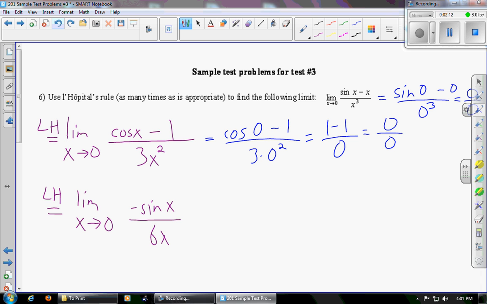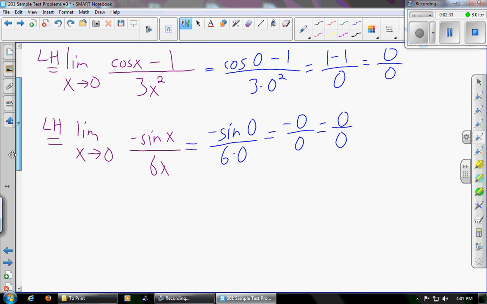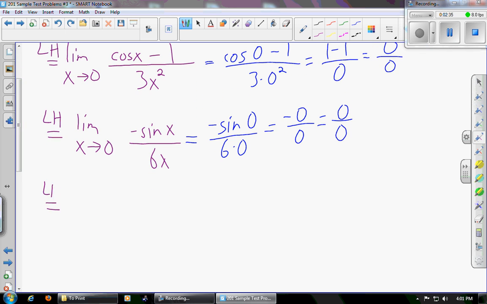And now we have a new limit. So what shall we do? Plug in. All the x's become 0. So we get negative sine of 0 divided by 6 times 0. Let's see, negative sine of 0 is negative 0 divided by 0. So we get 0 divided by 0. Clear indication your math teacher hates you. So let's try one more time. Another 0 over 0, so another application of L'Hopital's rule.